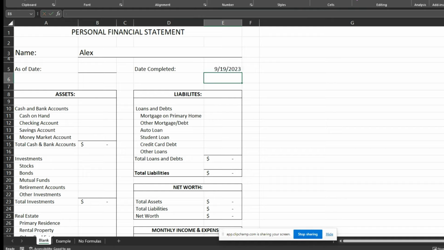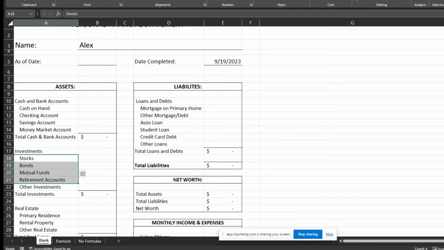19. As of date would be the date that you're going to assess how much all of these are worth. A lot of times you'd use a month end or a year end just because that's when you'd have statements. For example, like you'll have a bank statement for these or an investment statement.